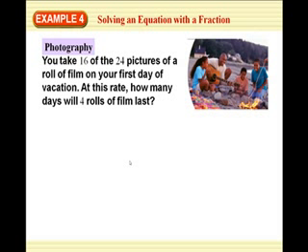Example number 4. You take 16 of the 24 pictures of a roll of film on your first day of vacation. At this rate, how many days will 4 rolls of film last? 16 out of 24 pictures. So you can write that as a fraction. How many days will the 4 rolls of film last?